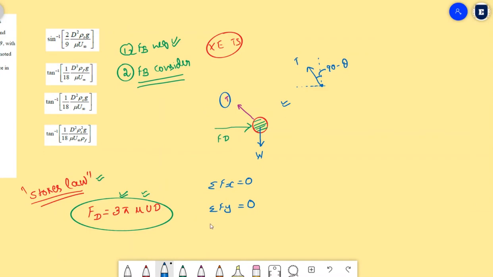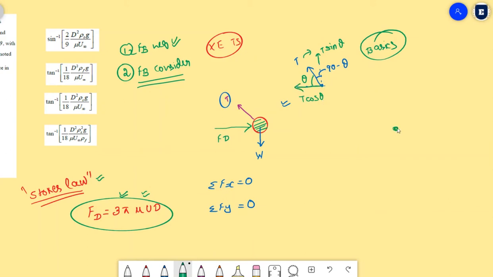Now resolving this tension, I already made a video on how to resolve a force, so you can check it. If this is 90 minus theta, this is going to be theta, right? So if I resolve in this direction, it's going to become T sin theta, and this is going to be T cos theta. Resolving of force, you can check in the playlist called basics. If you already know that, not an issue. So T cos theta will be horizontal, T sin theta will be vertical.